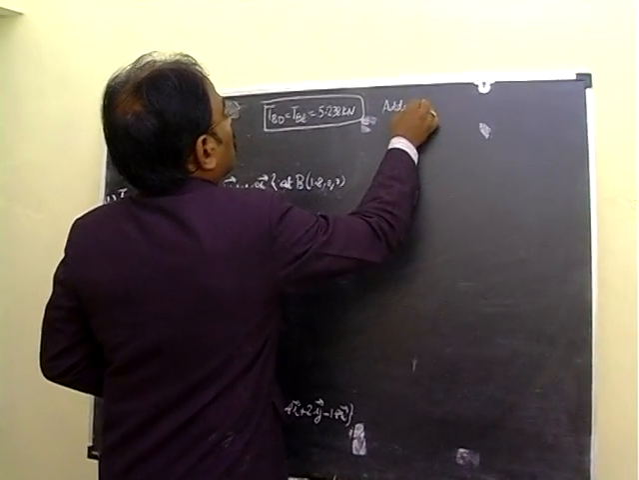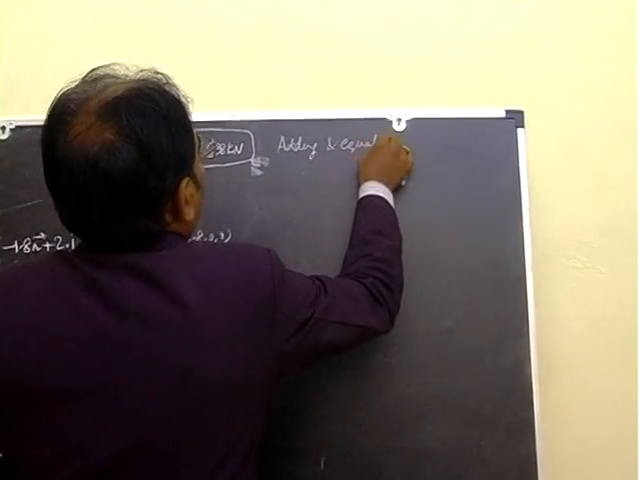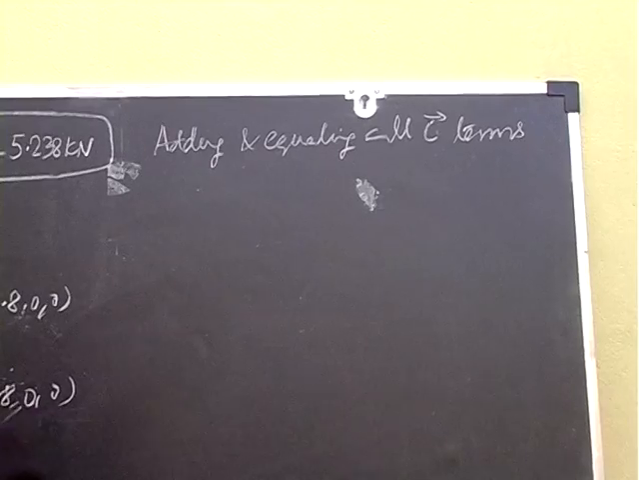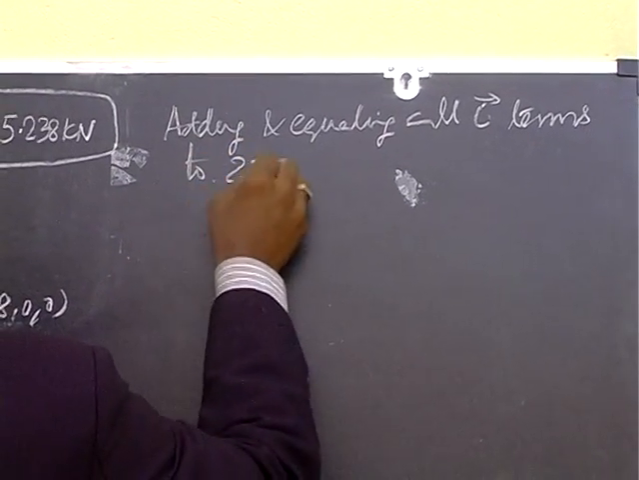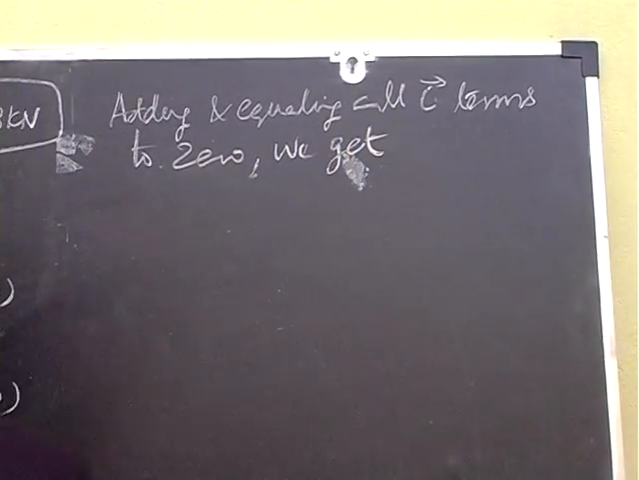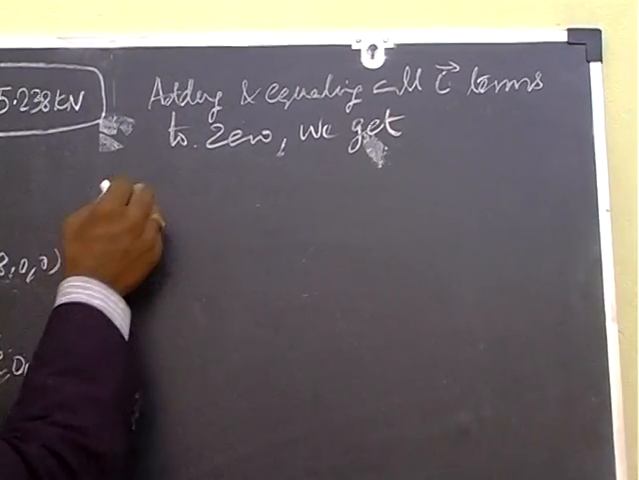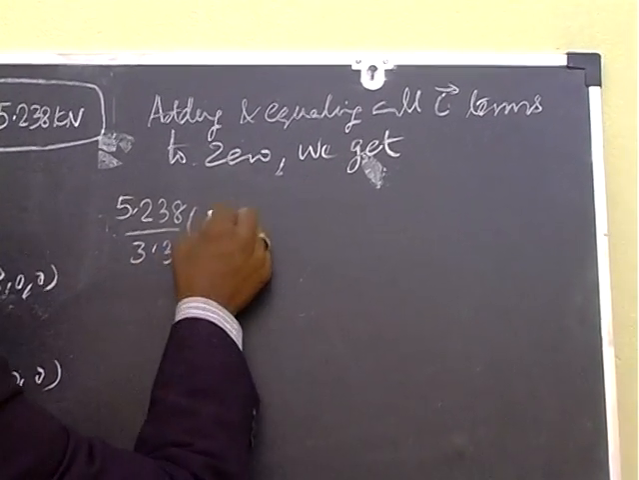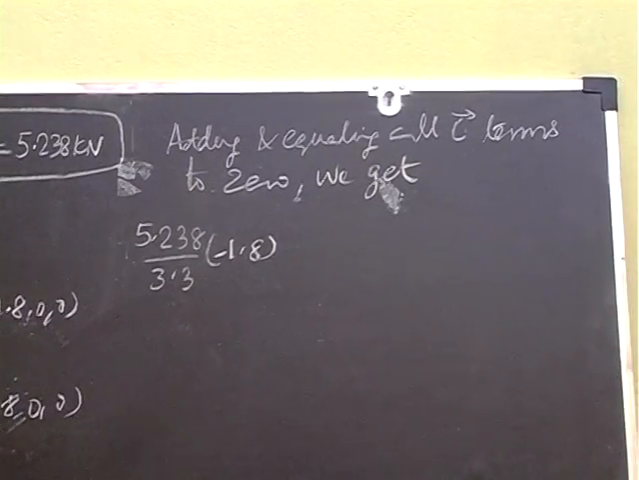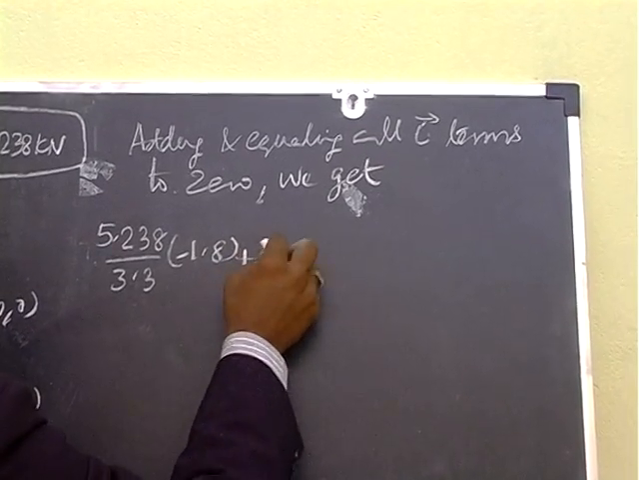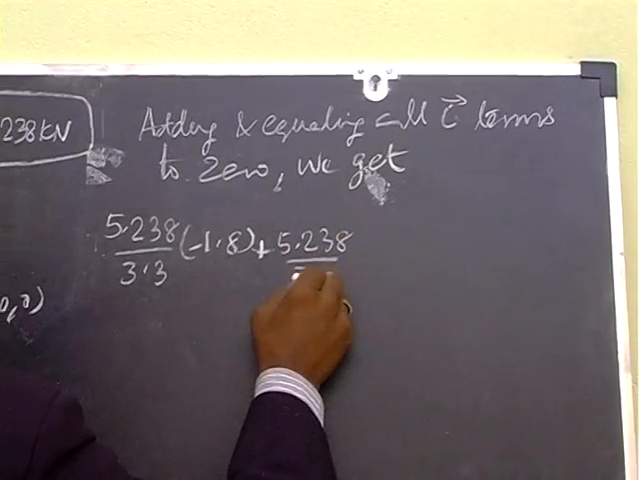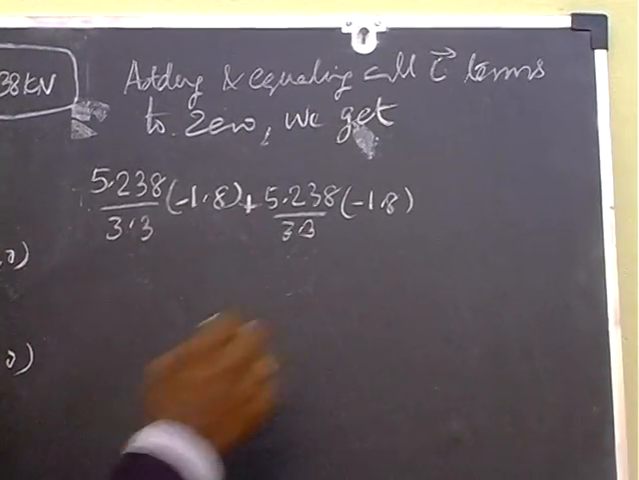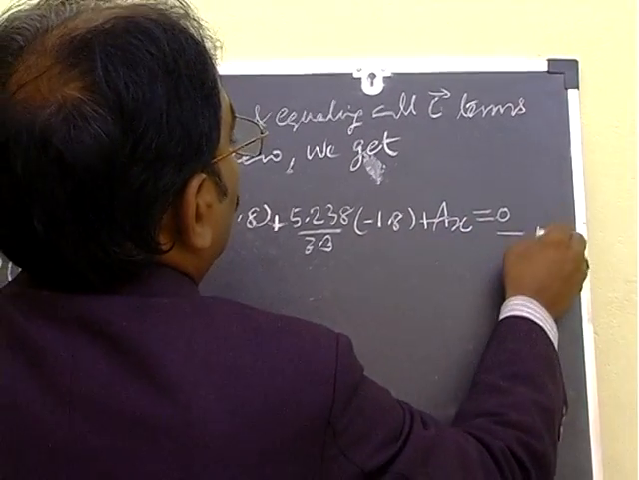Adding and equating all I coefficients, all coefficients of I terms equating to 0, we get the first term, that is 5.238 divided by 3.3 times minus 1.8. The second I term is this, that is once again plus 5.238 divided by 3.3 times minus 1.8. Here is the third I term, that is AX, plus AX equal to 0, equation number 1.